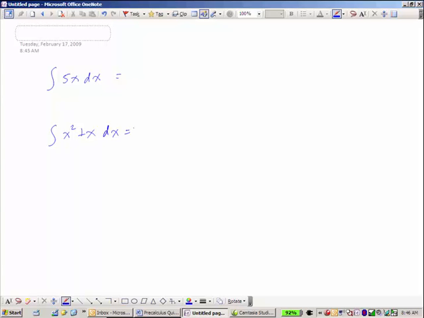Now, sometimes we'll use the indefinite integral. Other times we'll just say find the antiderivative. They both mean the same thing.